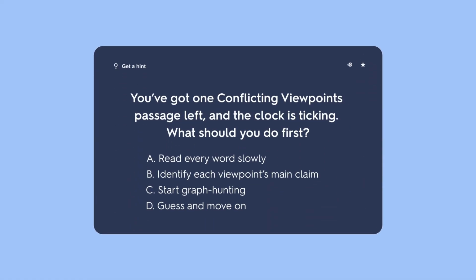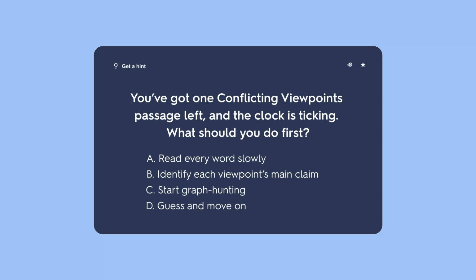Pop quiz. You've got one conflicting viewpoints passage left, and the clock is ticking. What should you do first? A. Read every word slowly. B. Identify each viewpoint's main claim. C. Start graph hunting. Or D. Guess and move on. Lock in your pick.